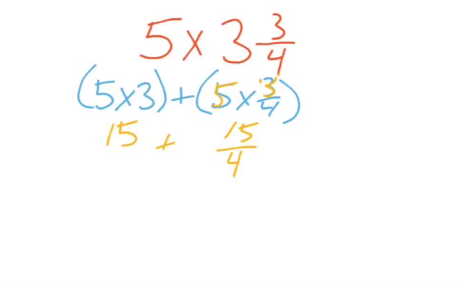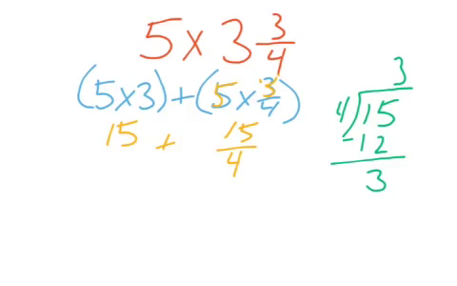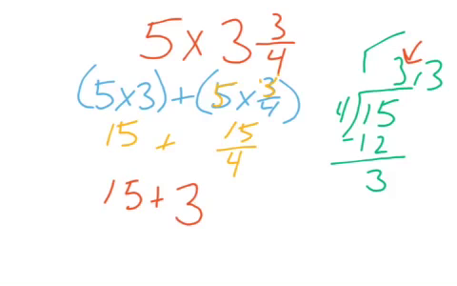These I'm going to add, but first I need to change my fraction into a mixed number, so I'm going to divide. 4 goes into 15 3 times. 4 times 3 is 12. I subtract, and I have a remainder of 3. So I need to change this into a mixed number. I'm going to rewrite 15 plus my quotient, which becomes my whole number. My remainder is my numerator, and my denominator stays the same.